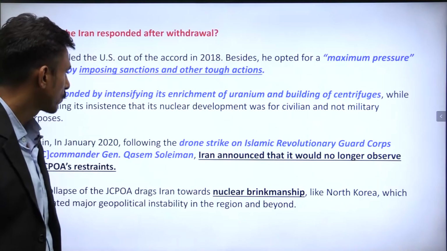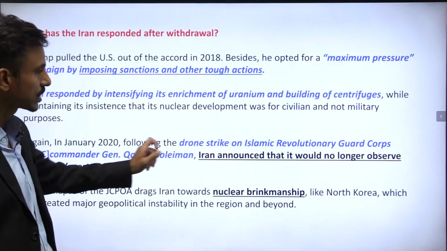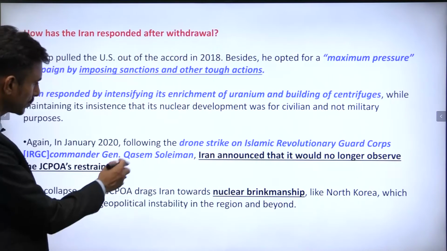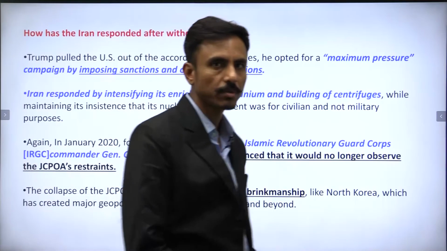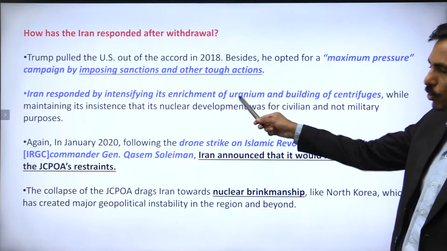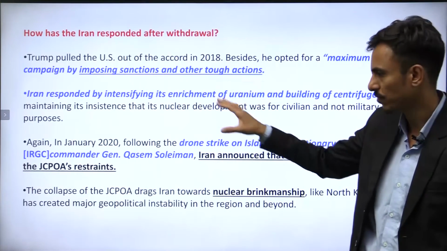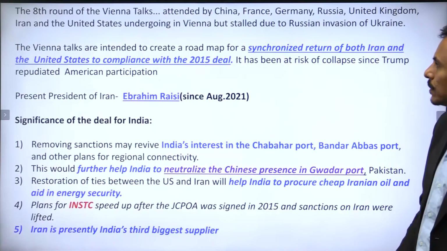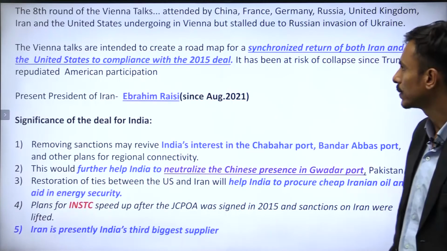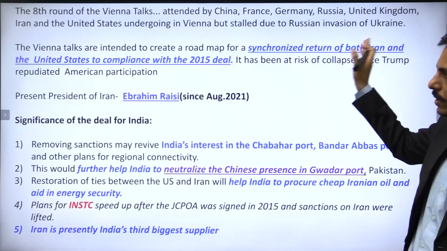recently there was a drone strike by America on the IRGC, or Islamic Revolutionary Guard Corps, Commander General Qasim Suleiman. And Qasim Suleiman was killed in this drone strike by American forces, and this has enraged Iran, which in turn has increased its uranium enrichment, and in turn has become a security crisis for West Asia. Although there are talks going on in Vienna to actually revive the JCPOA and synchronize the return of both Iran and the United States.